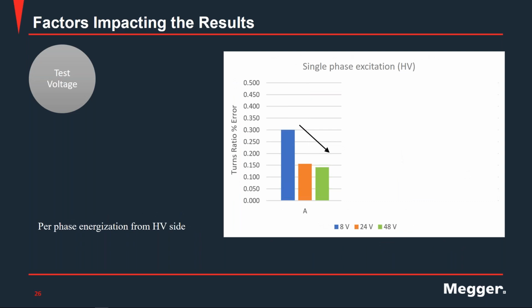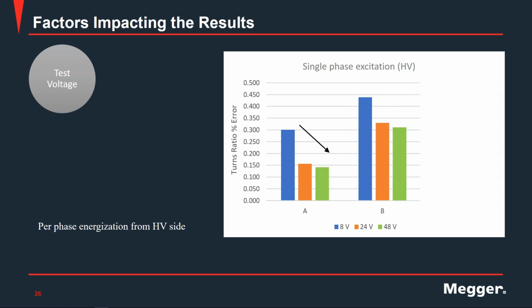Another example here, looking at multiple phases. Again, this transformer was tested at 3 different test voltages: 8, 24, and 48. On phase A, we see an improvement in turns ratio of about half. On phase B, we see the same relative improvement of about 0.15%. And then C, we see a little bit more drastic improvement. But again, the point is that as you increase test voltage, you will get a more accurate percent error for your transformer, not just on single phase, but also on 3-phase.